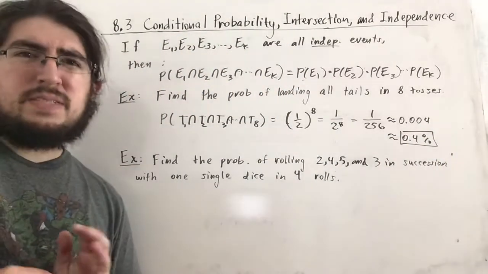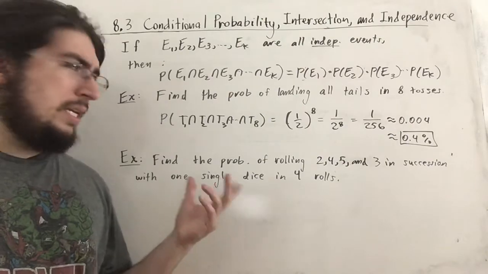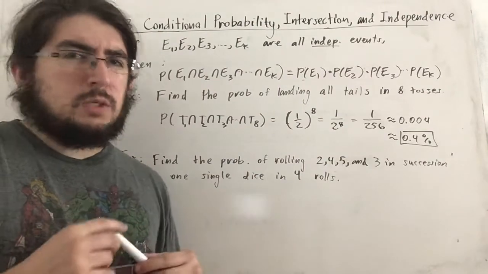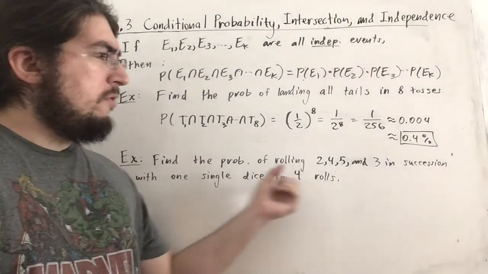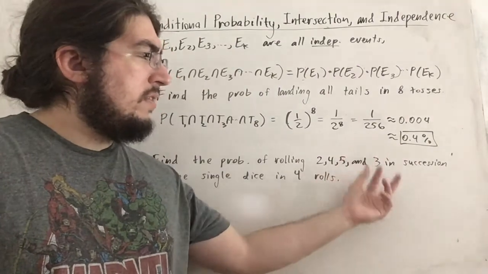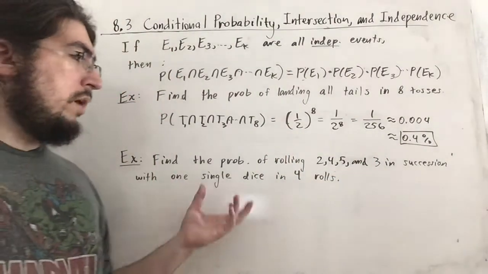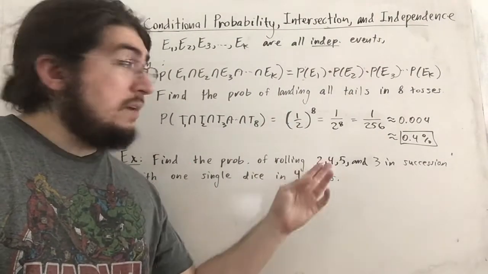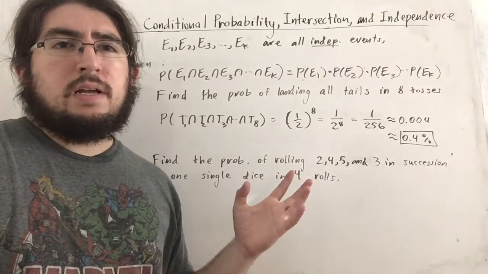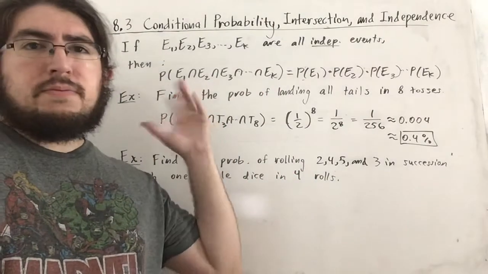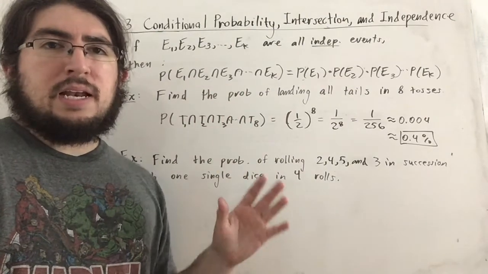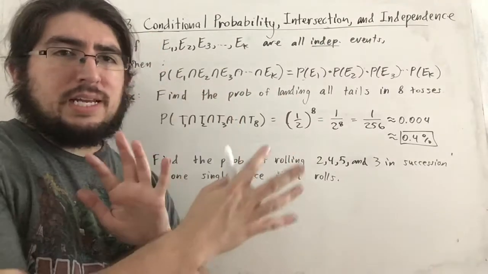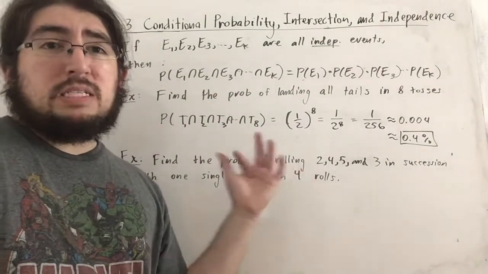Now here, this is kind of similar. It's a little weird to think about though, because it kind of contradicts what I mentioned earlier, but not really. You have to think about the situation a little bit. So here they're asking us to find the probability of rolling a 2, then a 4, then a 5, then a 3 in succession with 1 single dice in 4 rolls. So we're rolling a dice 4 times. We first roll a 2, then a 4, then a 5, then a 3. So it's very specific. If I had said you get 3 heads and 5 tails or something like that, the order matters because you can get those in different orders. But here the order is very specific.